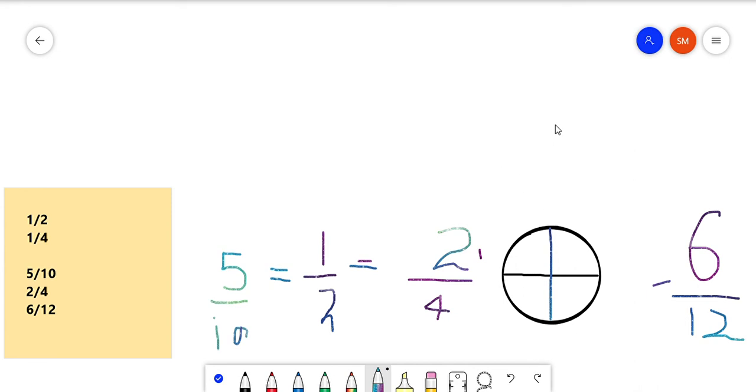Let's go to the easier ones first. This is 2 out of 4. How do we shade 2 out of 4 on a pizza? I'll just take a pizza. One part is shaded over here. Now another part has been shaded over here. Okay, that looks pretty obvious.